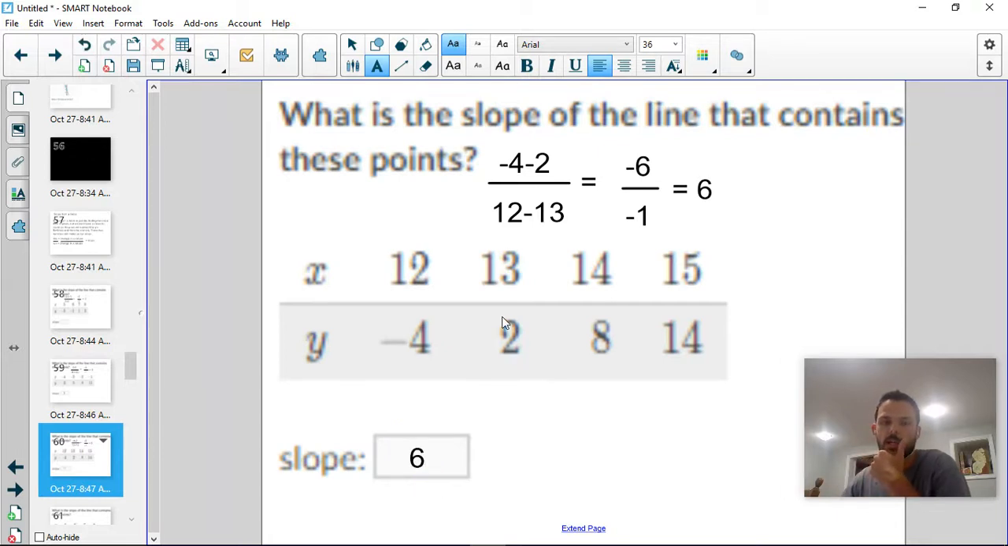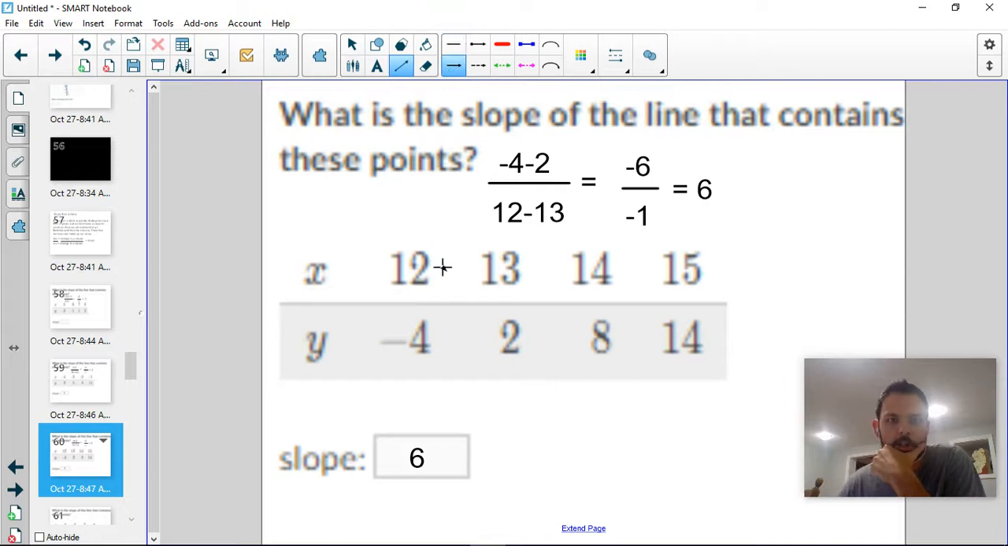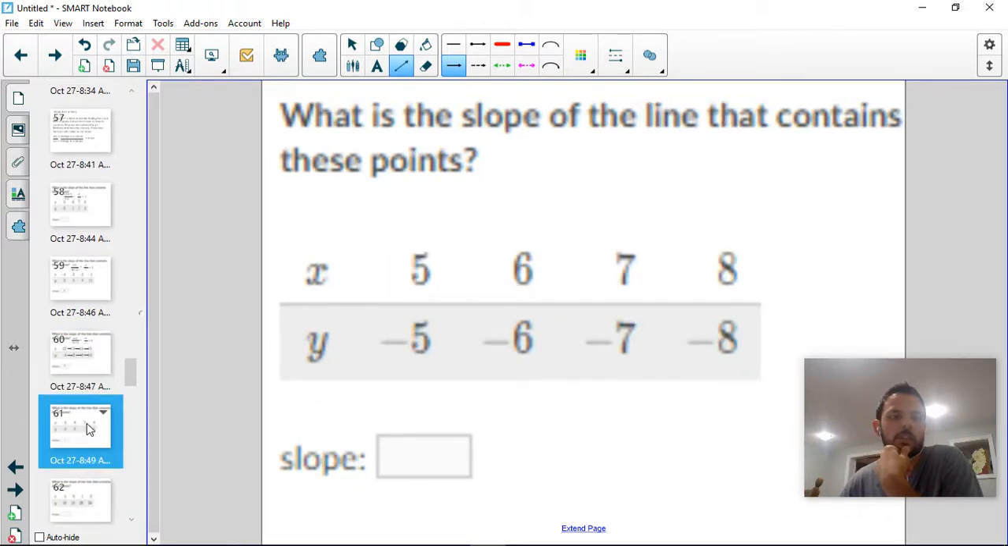All right. You might also just be able to tell here that as we go to the right 1, this is increasing by 6. As we go to the right 1 here, this increases by 6. As we go one to the right here, this goes up by 6. All right. Let's do one more here and call it a day, I think.